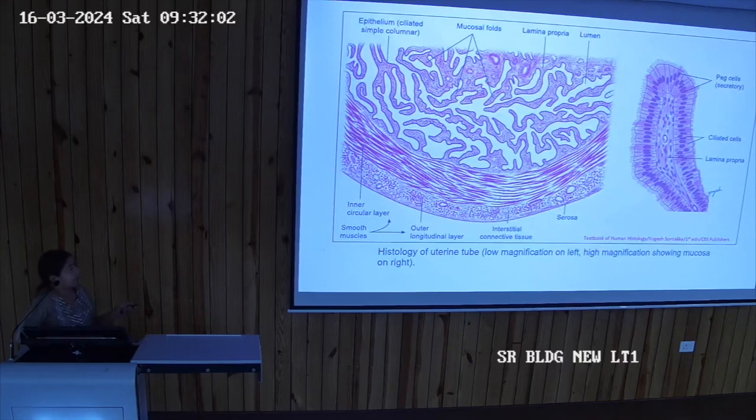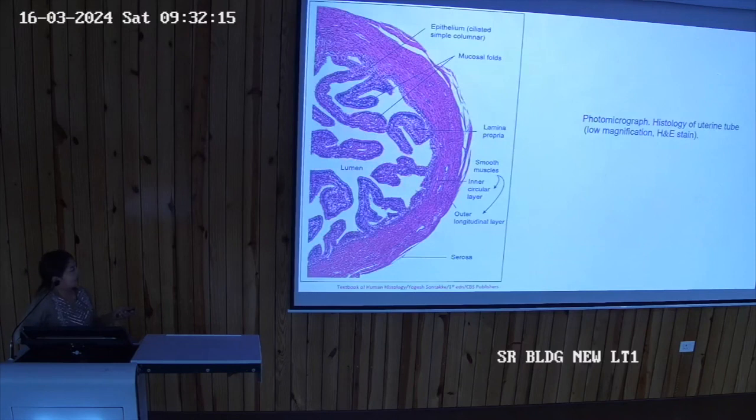This is a higher magnification of the mucosa where we can see the PEG cells which are non-ciliated, and otherwise the whole is covered with the ciliated epithelium. So this is the picture of how the mucosal folds are present here, and these are all ciliated. And this is the muscle coat. This is the slide. When you focus the slide, it will look like this on the 4x.